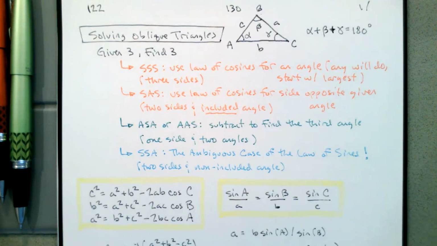Today, we're going to continue solving oblique triangles. This means a triangle that does not have a right angle in it. We're going to use our standard deployment of the names of things.